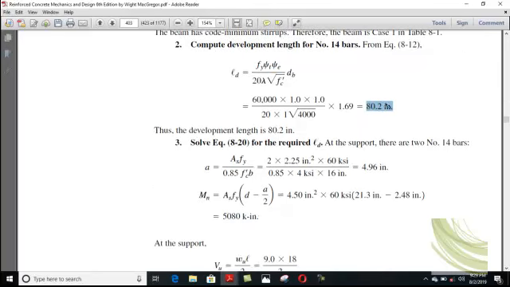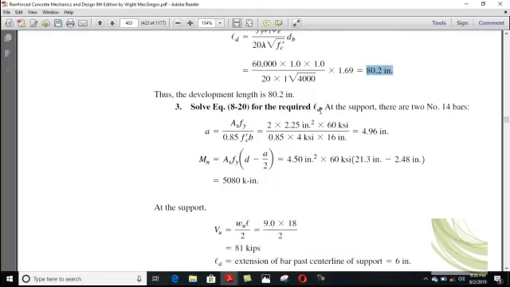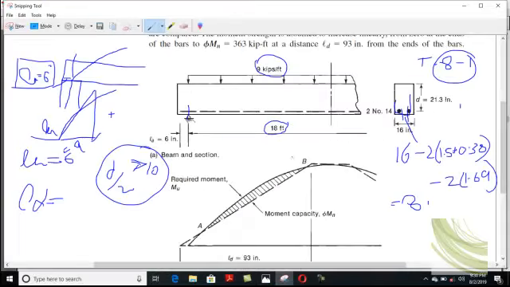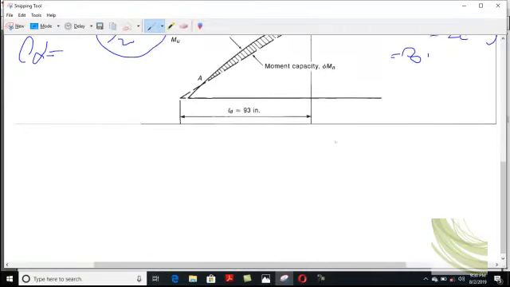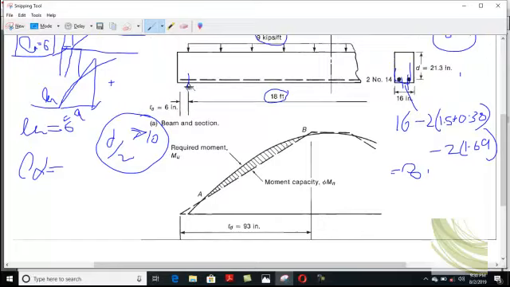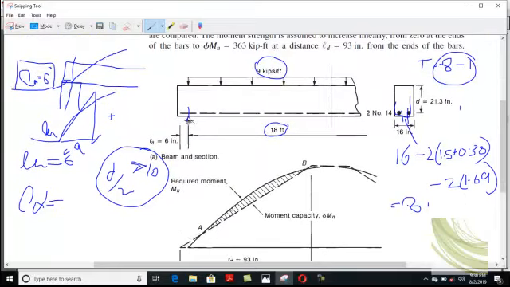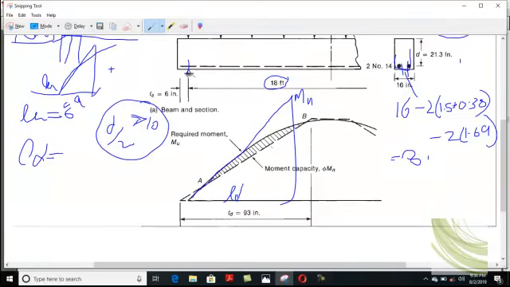Now you will check it for Ld. As in lecture 11 we did this step, if you draw that tangent with the actual moment diagram, then this moment capacity is Mn, and you will get that moment capacity at a distance of Ld.